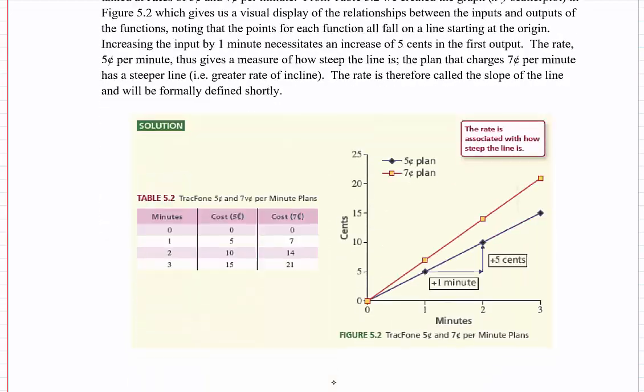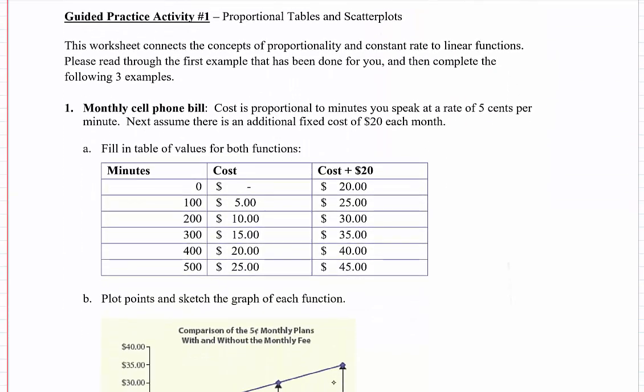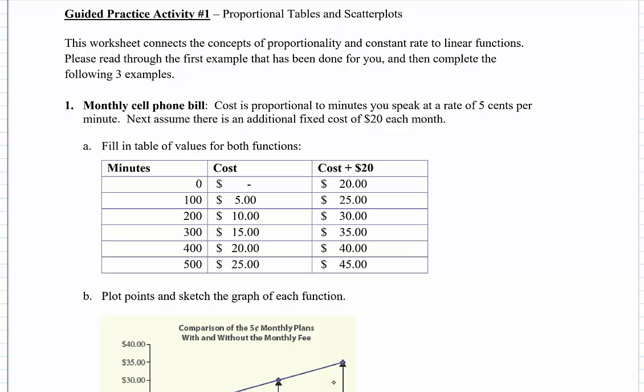We're going to start on this page here. Now this first problem in guided practice activity number 1 is done for you, but I just wanted to explain some of the details. So when they say cost is proportional to the minutes that you speak, remember from chapter 3, that means this, where K is called a constant of proportionality. Now when they tell you the rate is 5 cents per minute, that means K is 5 cents per minute.